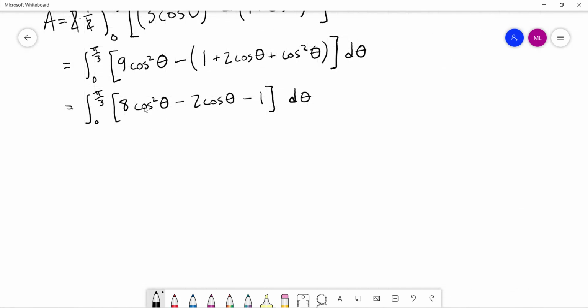This first piece, we have to use the same technique we just used. I can't integrate it directly, so I need to apply the power reduction formula. But this guy's ready to integrate, and this guy's ready to integrate. So we just have that one term to do that on. And I will get 8 times 1/2 plus cosine of 2 theta over 2 minus 2 cosine of theta minus 1 d theta.